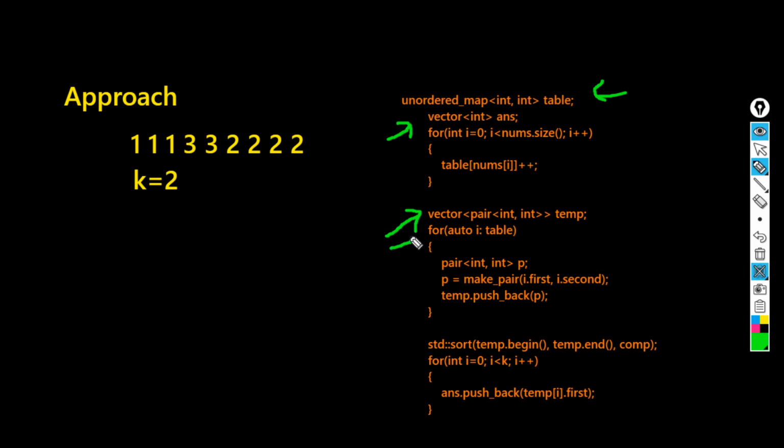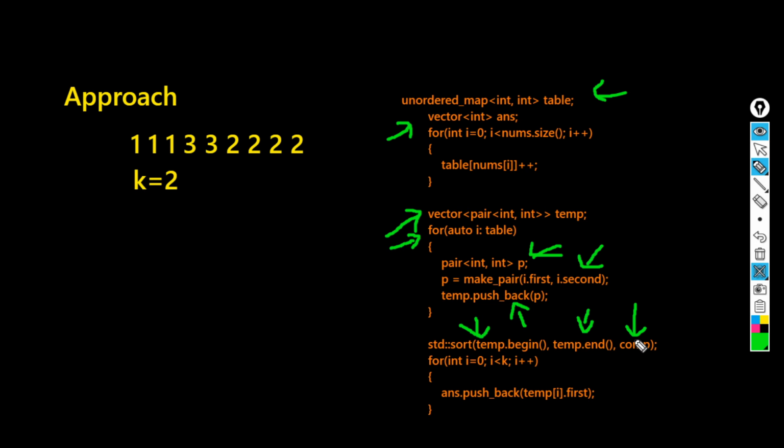Then we have iterated over all the values of this table. First of all, we have created a pair in it, where the first value is the first value of the table. So we have taken i.first, i.second, and then we have pushed back the values into temp. Now I have used the sort function in which I have passed the begin and end iterators and a comp function which will compare the elements. This comp function is just checking whether the value is greater or less, because we have 2 values in a pair.